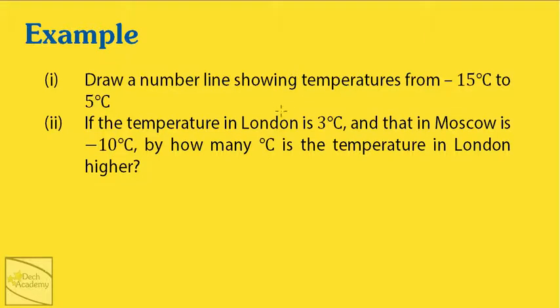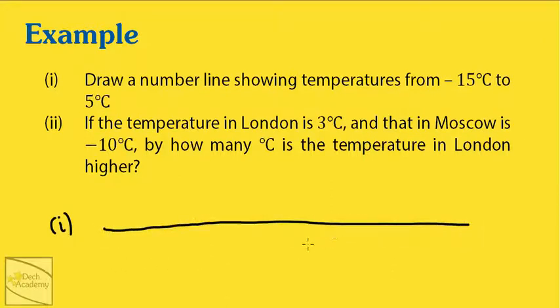So in the first part of this example, we're required to draw a number line showing temperatures from -15 degrees Celsius to 5 degrees Celsius. So that's an easy thing to do. I'm going to use a horizontal number line.